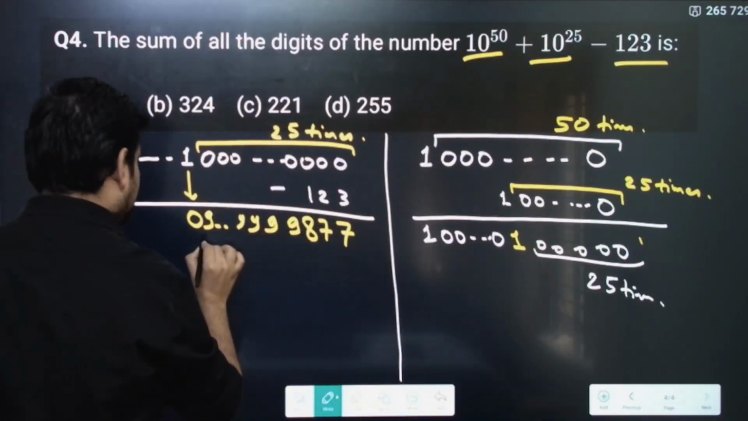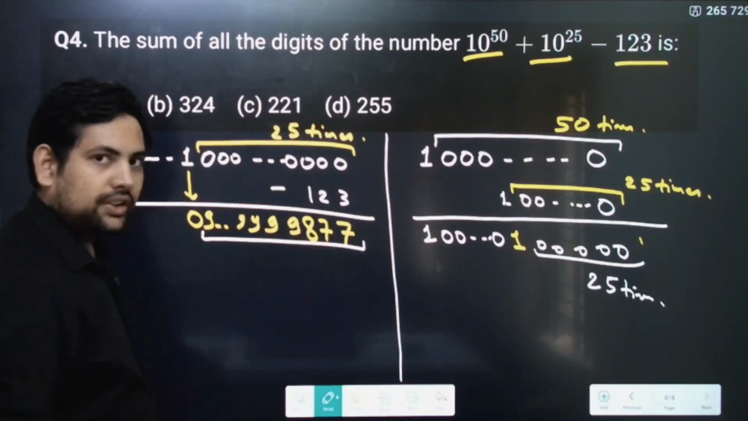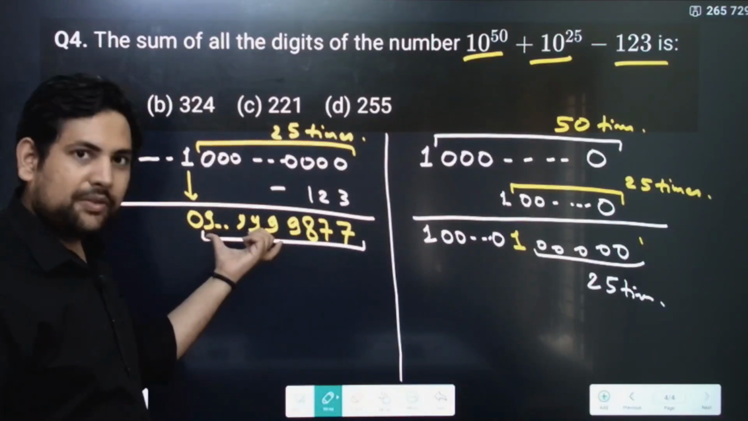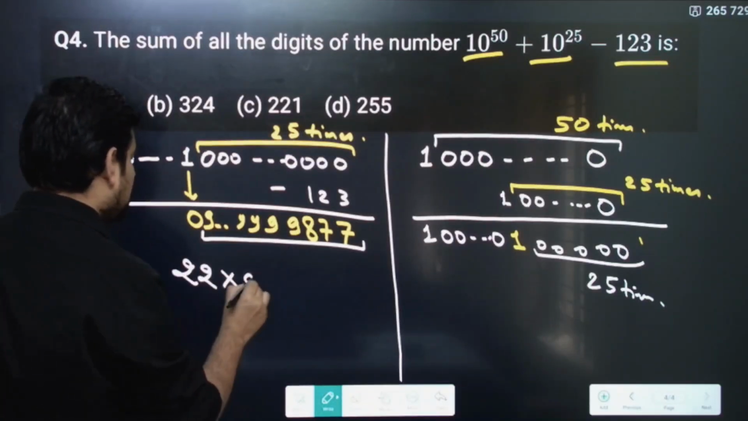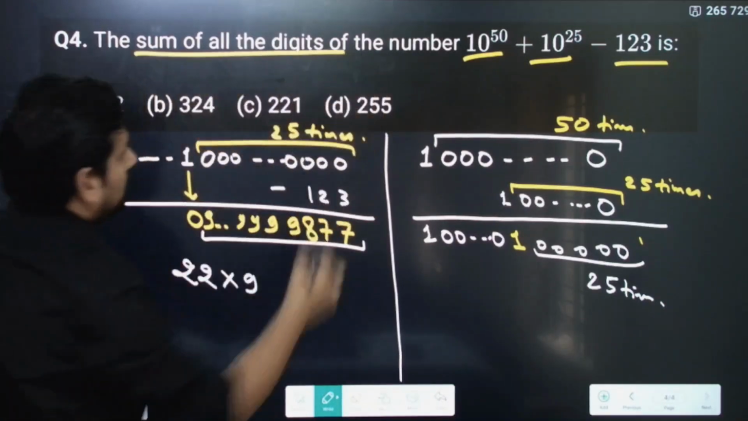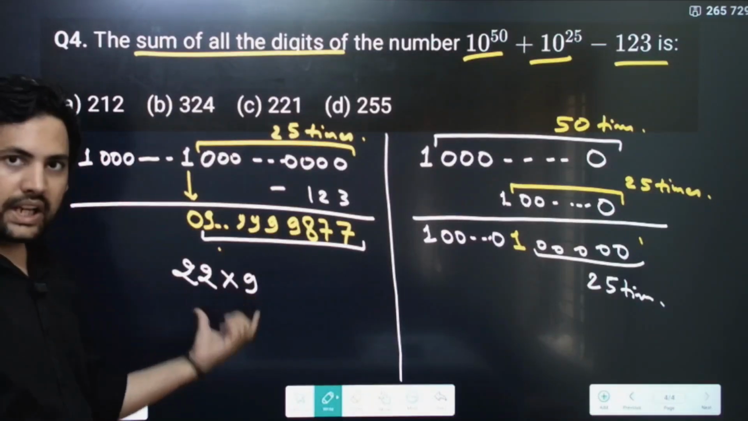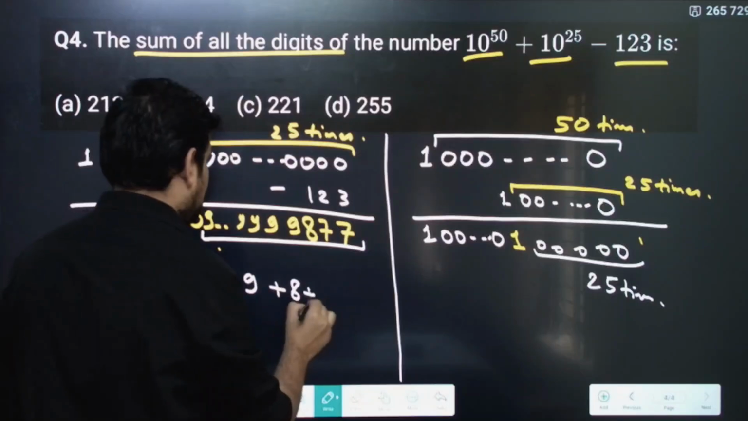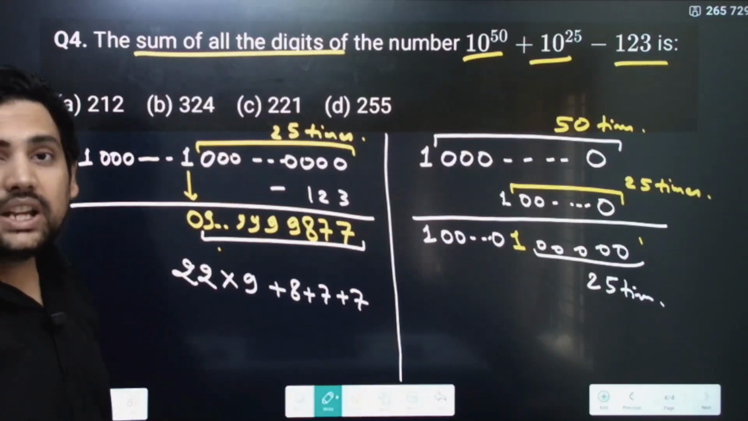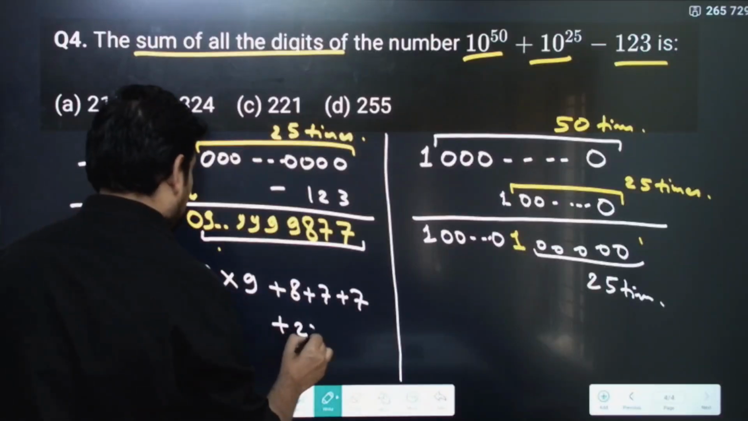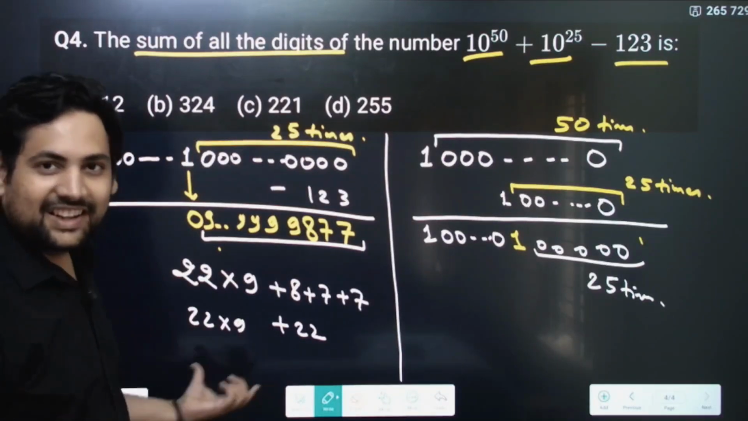Out of them 3 are non-9, and how many others remain? 22 nines are there. So you got 22 nines, because it is asking you what is the sum of all digits. So 22 into 9 plus 8 plus 7 plus 7. So 7 plus 7 becomes 14. 14 plus 8 becomes 22. Correct? So this becomes 22 into 9 plus 22, that is equivalent to what?